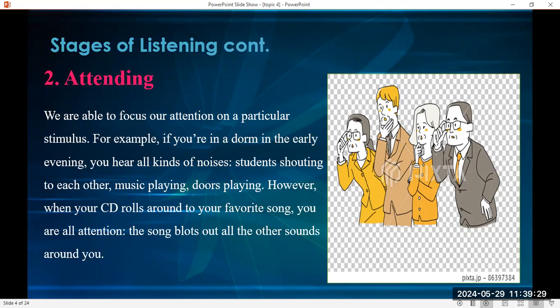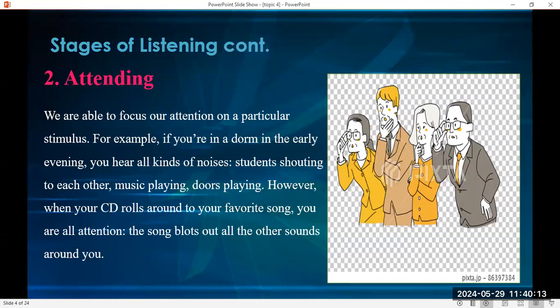However, when somebody tunes into a channel that you like, and plays your favorite song, the song blocks out all other sounds around you, and you pay attention to that song. That means that you are attending to that song. Even if someone is calling you, your attention is not there, but your attention is on the song being played by your neighbor. That is called attending.